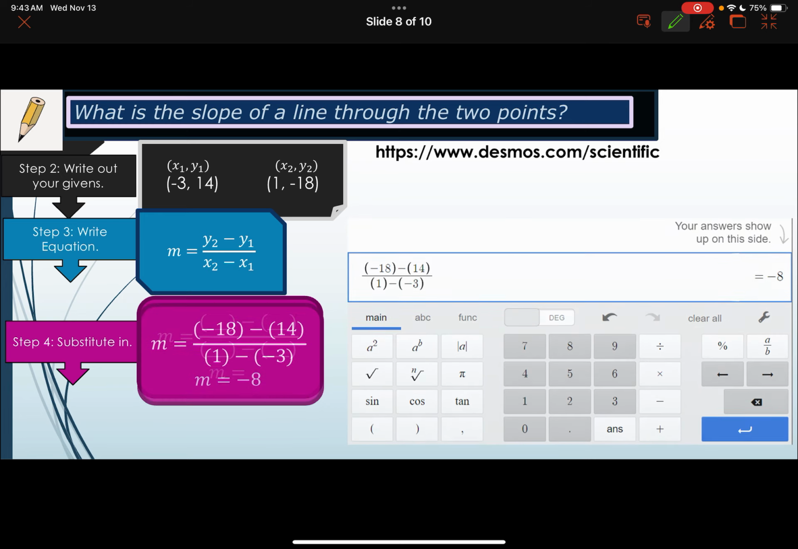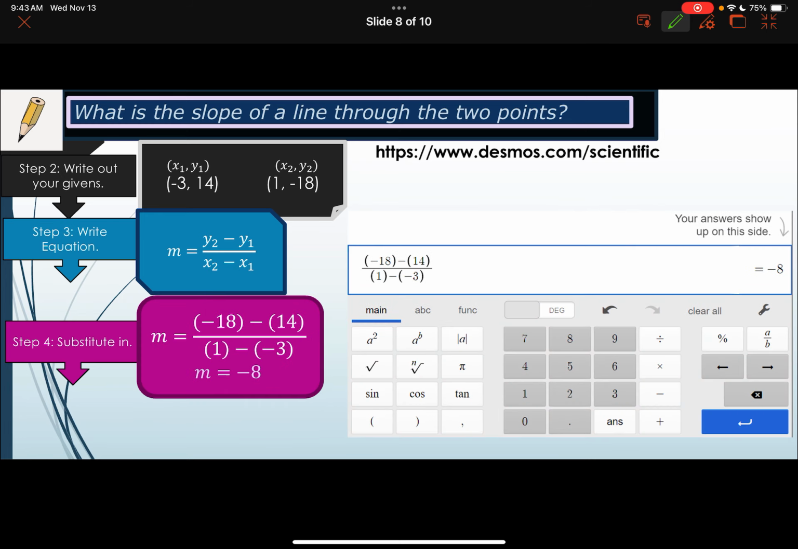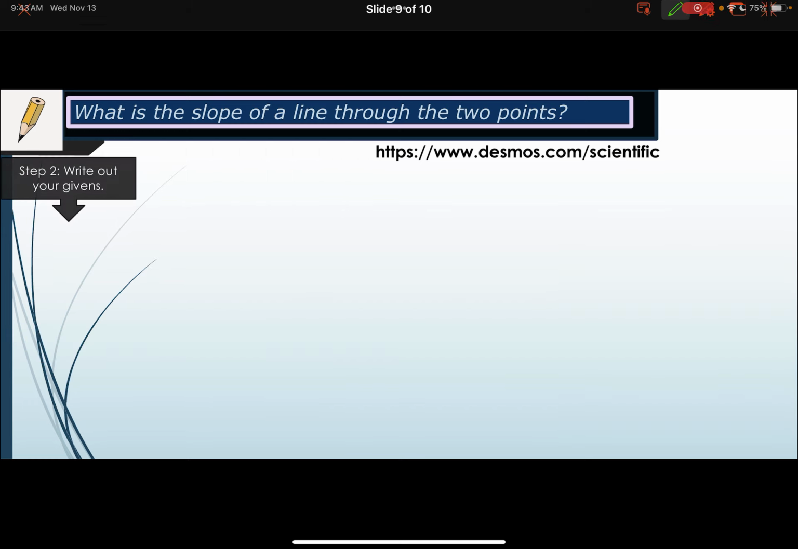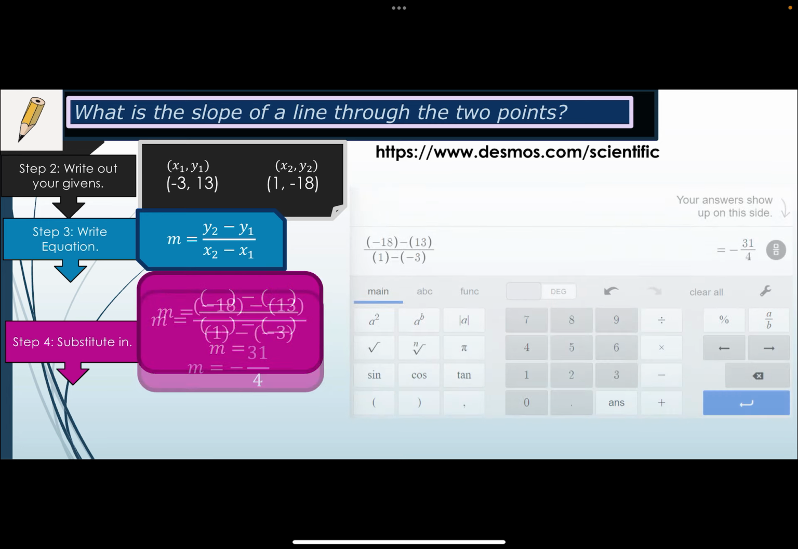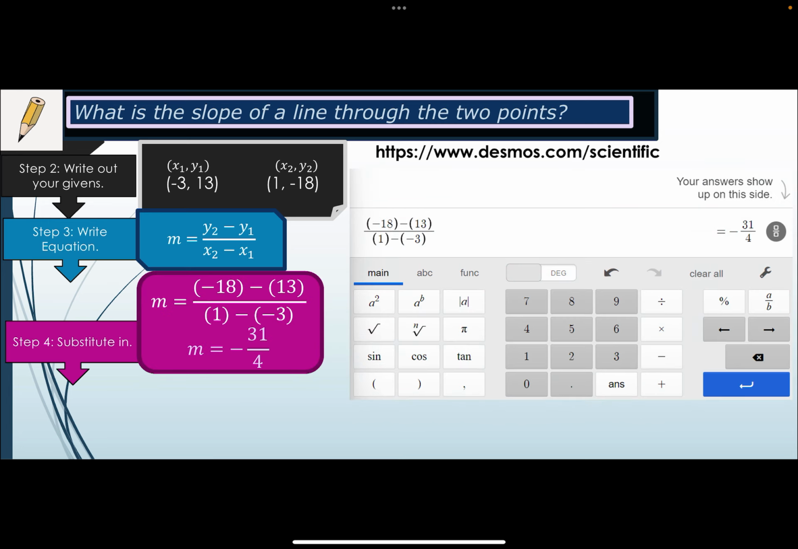Right, so we plug it into a formula. So that's -18 minus 14, 1 minus a -3. That gives us a slope of 8. All right, our last example, -3, 13, and 1, -18. We just plug it in. -18 minus 13 all over 1 minus a -3. Use those parentheses, keeps you from making those mistakes with those negatives. Right? The button over there at the end shows you this button right here. Let you see it as a fraction because we leave slope as a fraction. So our slope would be -31 over 4.